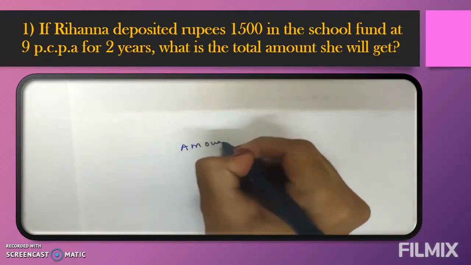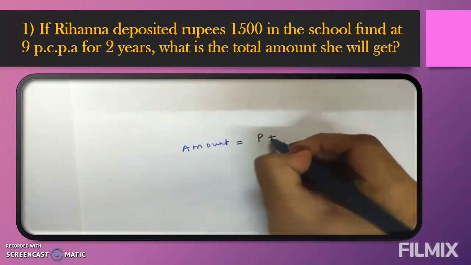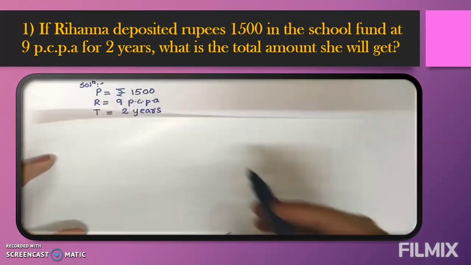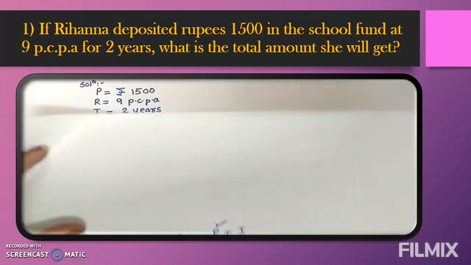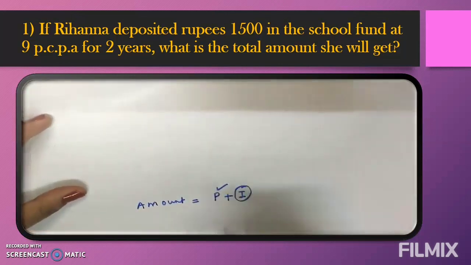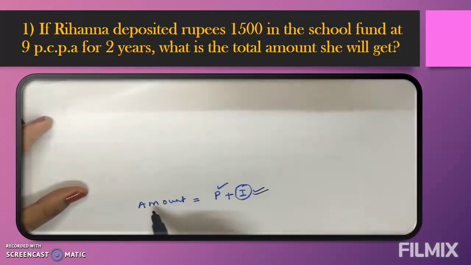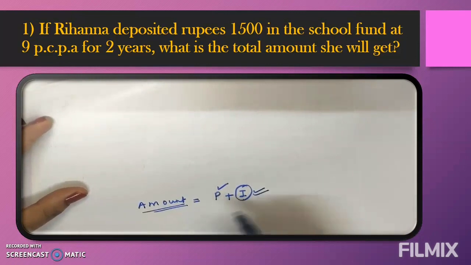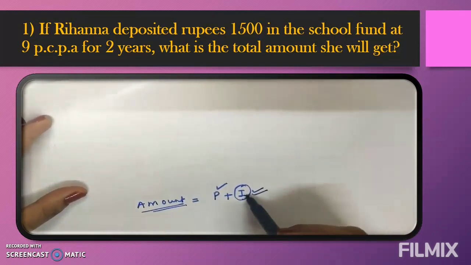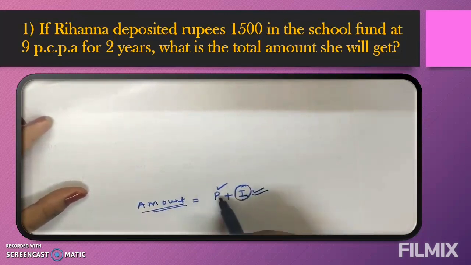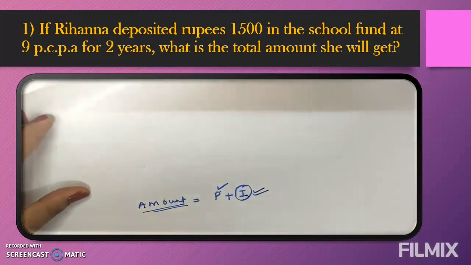The formula for A, the amount, is equal to principal plus interest. In the question, we have the principal, that is 1500, but we don't know I. As we don't know the value of I, we can't find the amount. So first we will find the value of I, then substitute it in this formula, add P and I, and get the value of the amount.